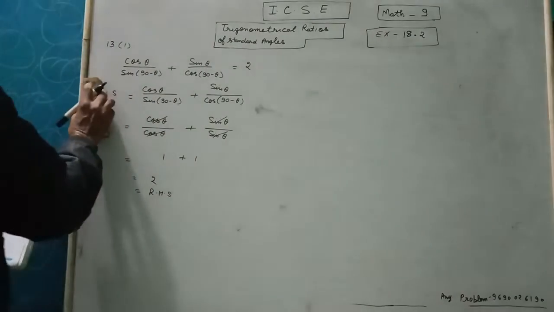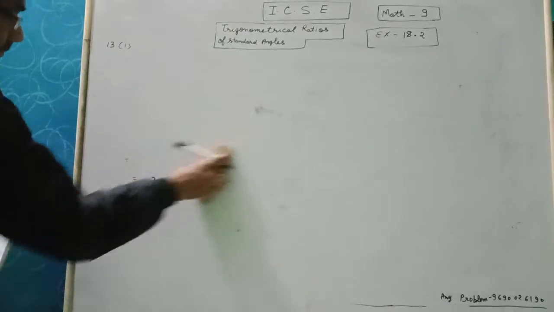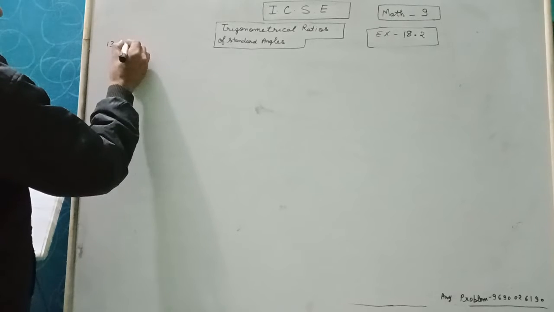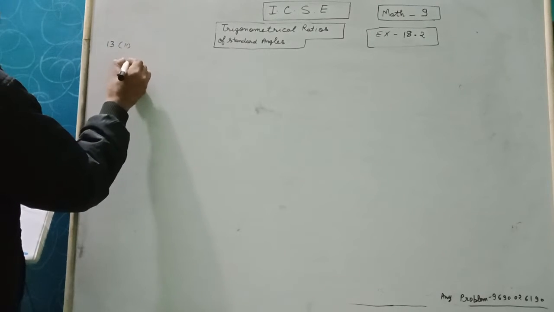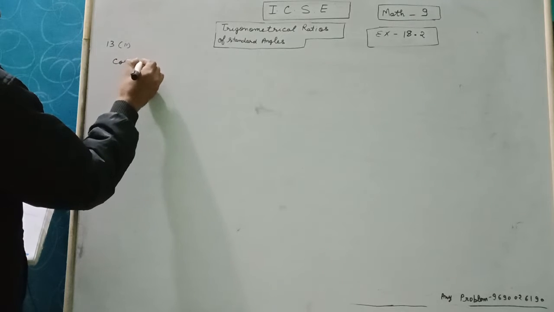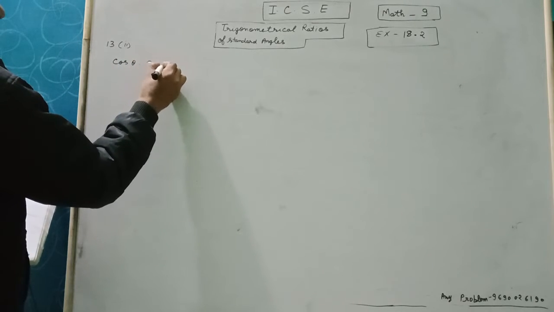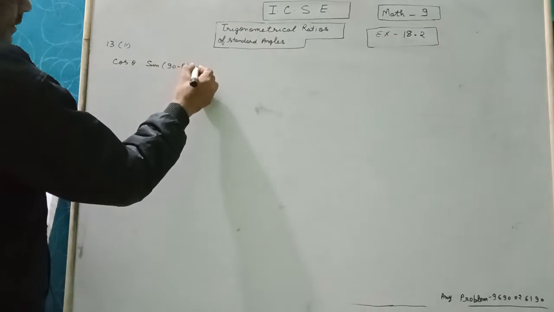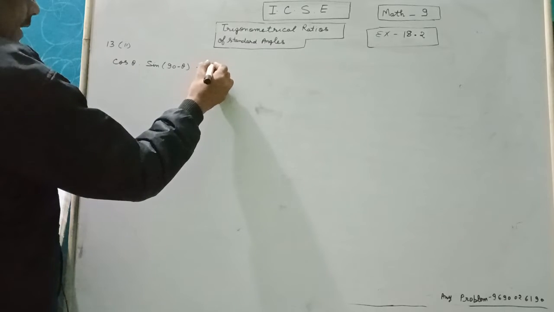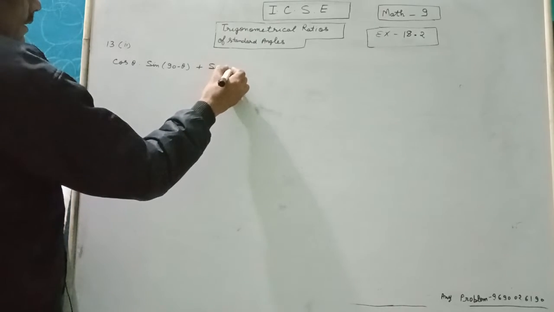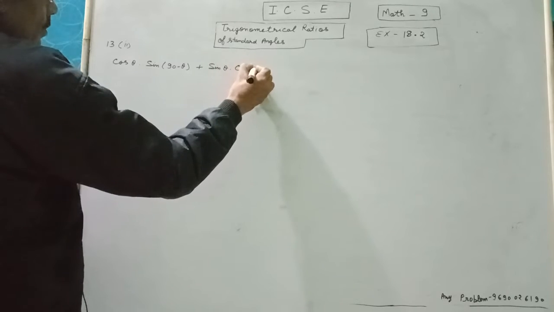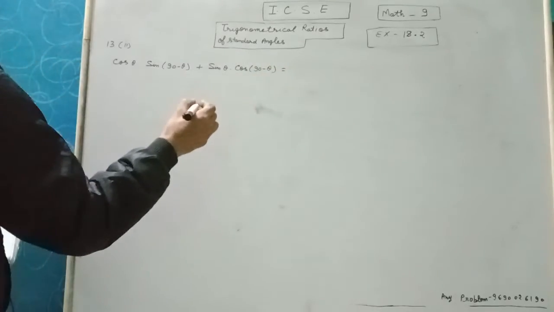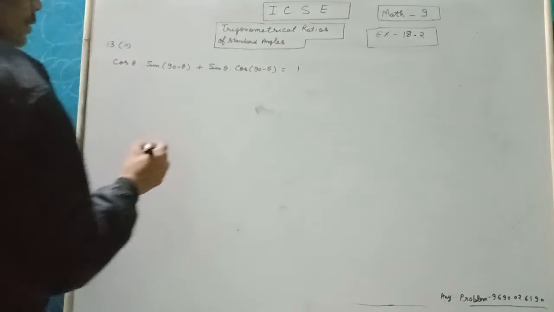Second part is cos theta into sin(90 minus theta) plus sin theta into cos(90 minus theta) is equal to 1. We prove the one.